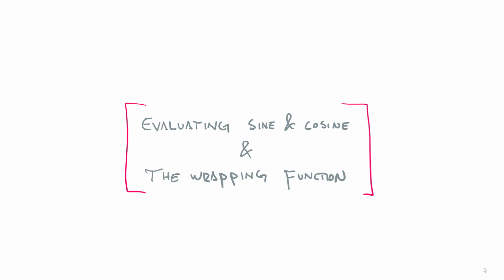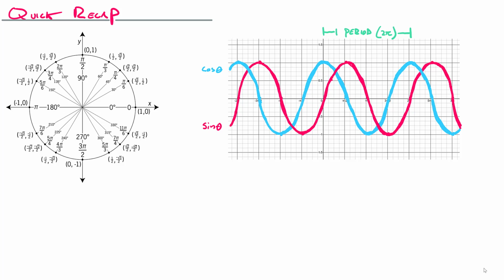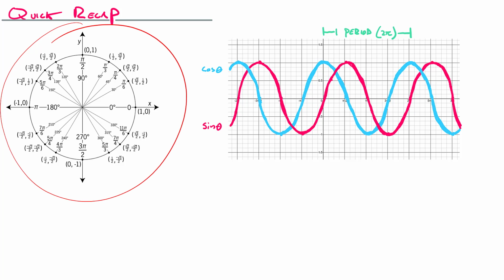When we left off, we were constructing the unit circle, and today we're going to use it to evaluate sine and cosine, as well as talk a little bit about the wrapping function. So some quick recap right off the bat here. Here's the unit circle, right? We used it to essentially form graphs of sine and cosine, which I've drawn here in the same graph.